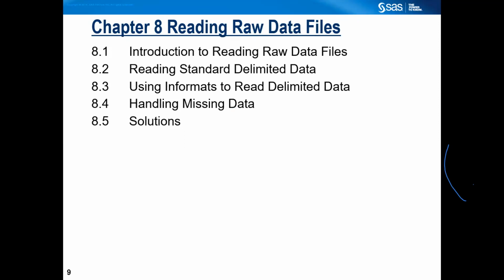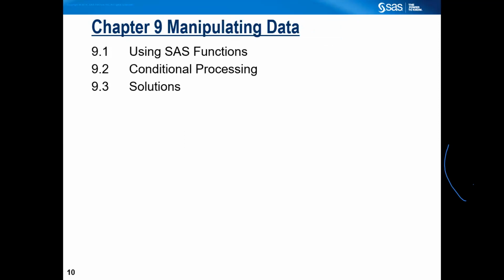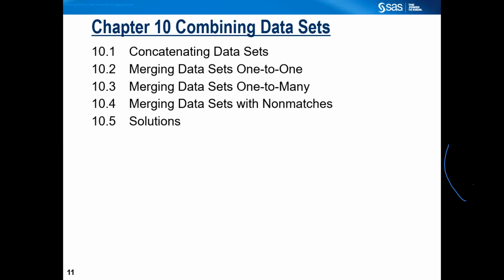What is raw data? We'll learn all those concepts in chapter 8. Chapter 9 covers how to implement SAS functions and how to write your program conditionally. The 10th is merging data files. Merging is one of the important tasks for a data analyst, because every time we will not have the information to be analyzed in a single table. The information is scattered across various tables, so you'll have to merge the data sets. That is chapter 10, combining data sets.